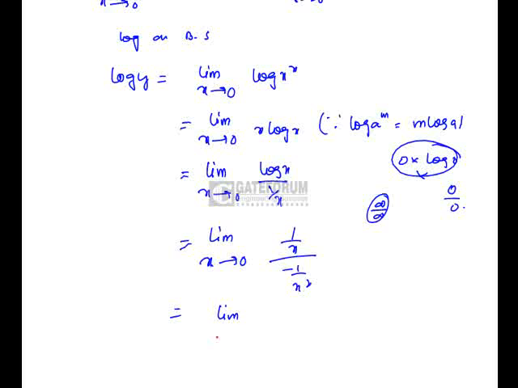So this is nothing but the limit as x tends to 0 of minus x. Whereas the value of x is 0. If I substitute minus of 0, that is nothing but 0. Hence the option is B.